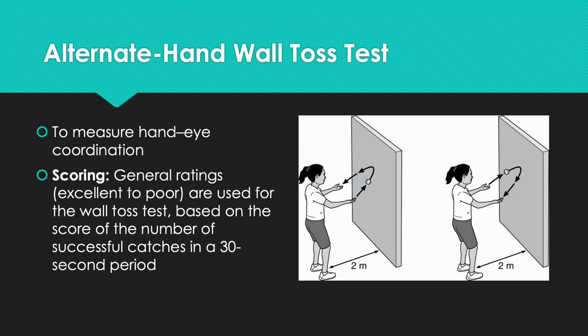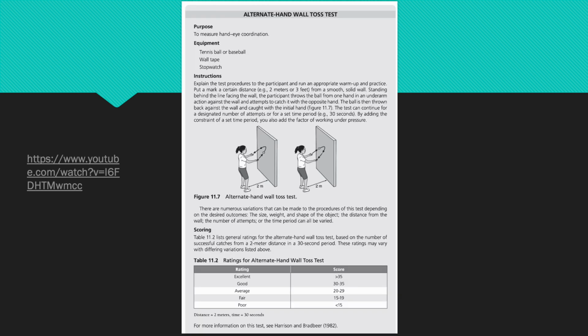The next test is the alternate hand wall toss test, and this is used to measure hand-eye coordination. For scoring, general ratings from excellent to poor are used for the wall toss test based on the score of the number of successful catches in a 30-second period. Here are the detailed instructions for this test, as well as the ratings and a video for your reference.